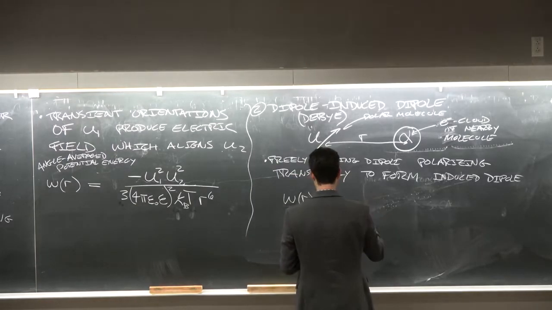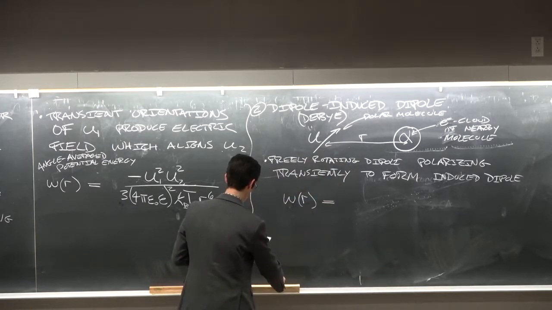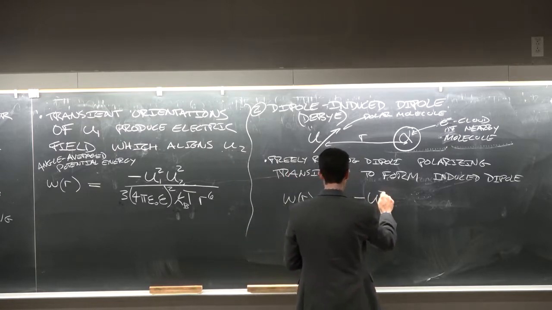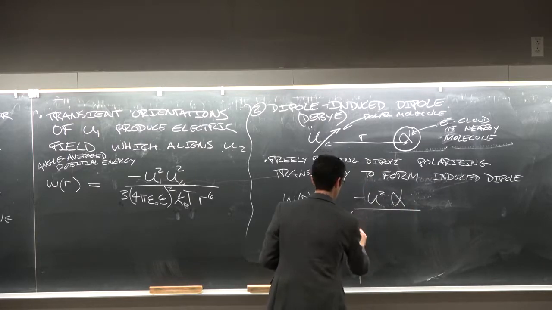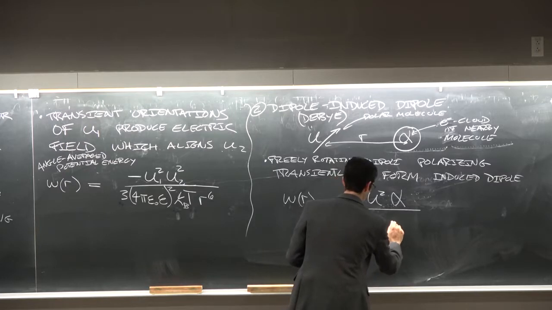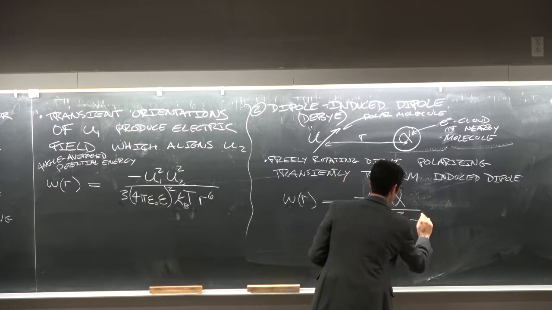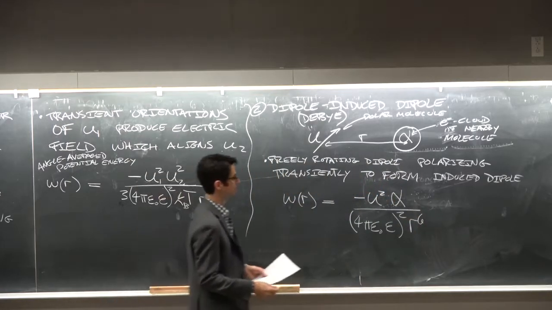And once you model it, and I should say what alpha is in a second, we have U squared alpha over 4 pi epsilon naught epsilon squared times r to the 6th.